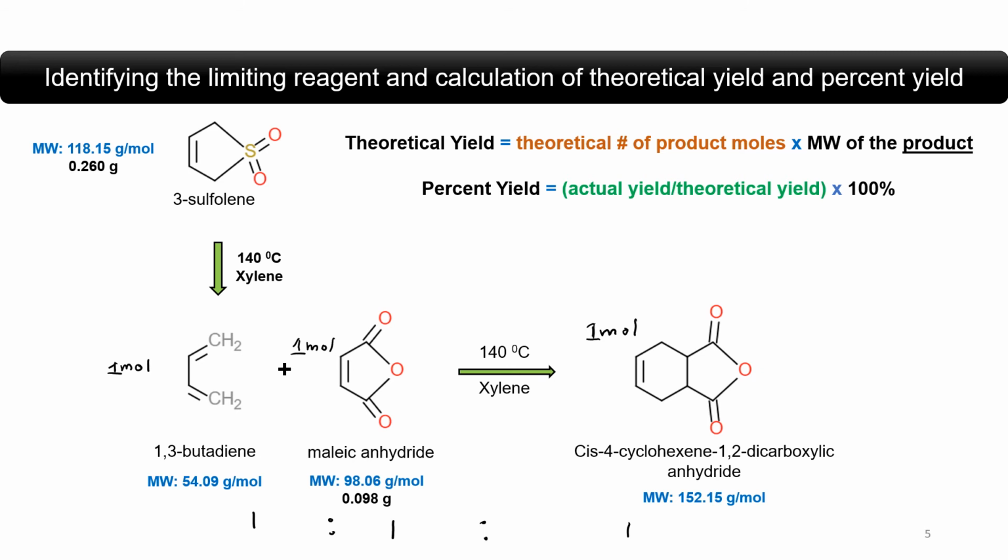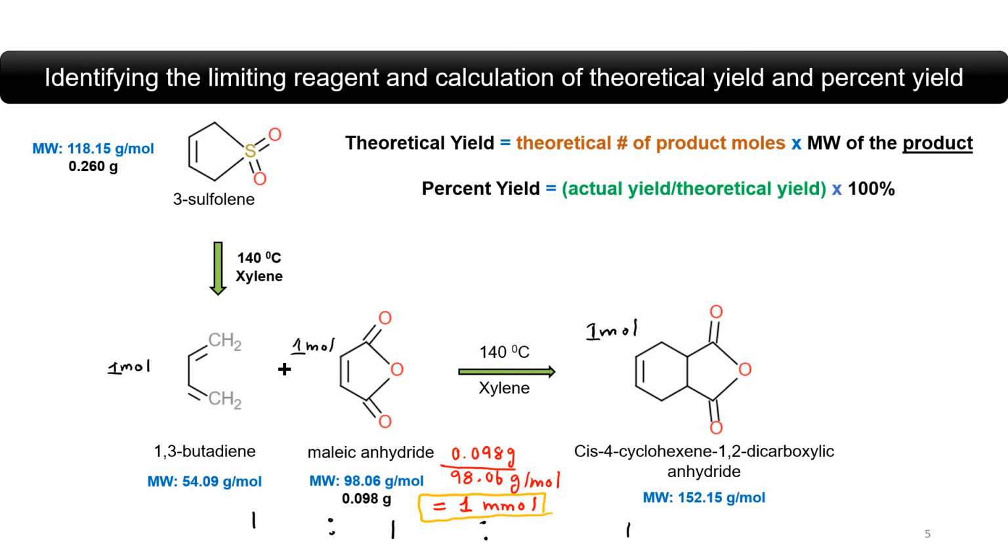So we measured maleic anhydride, and let's say we measured 0.098 grams, and we can calculate the number of moles by dividing that by its molecular weight. And it was around 1 millimole. So that's how much maleic anhydride we measured for the experiment.